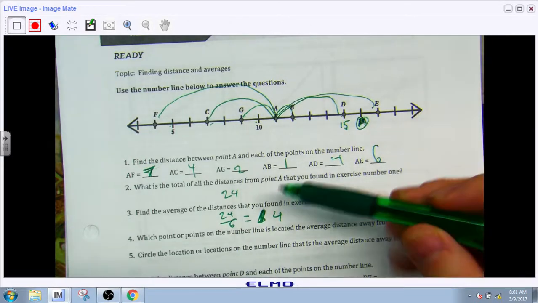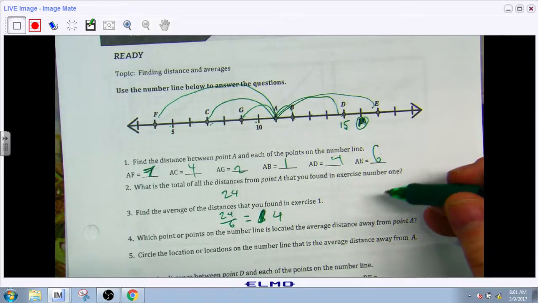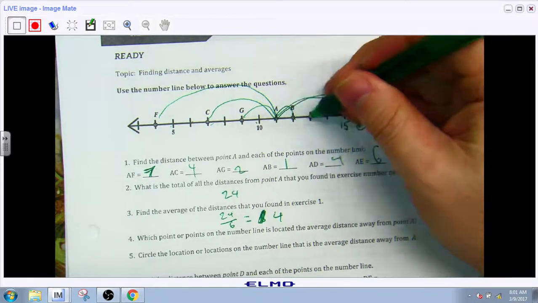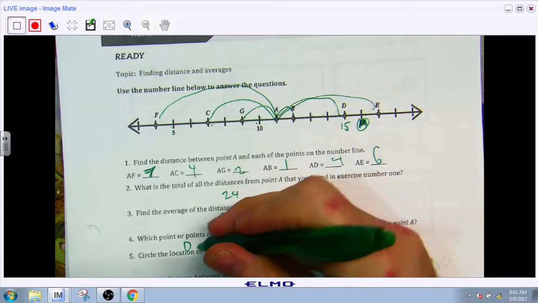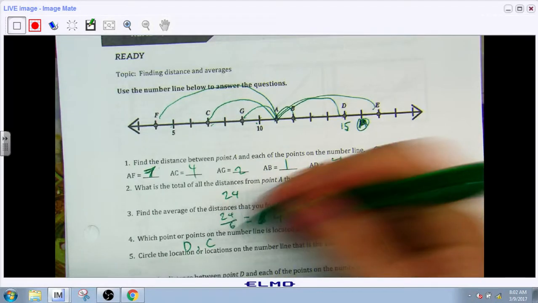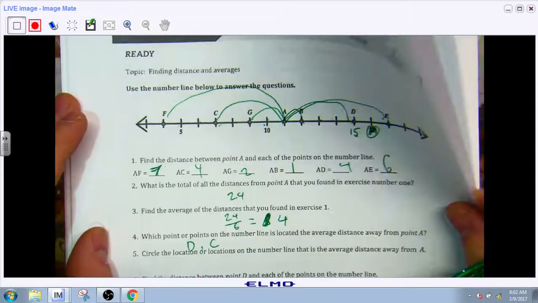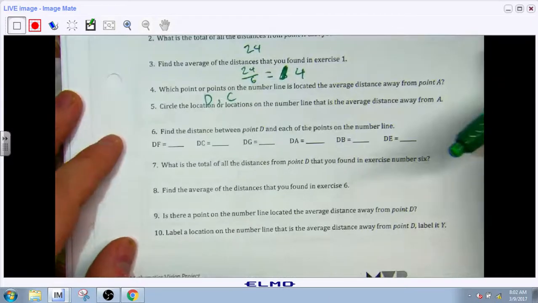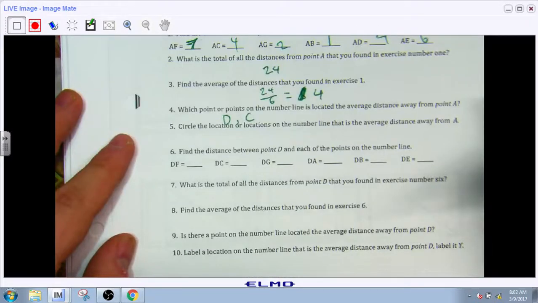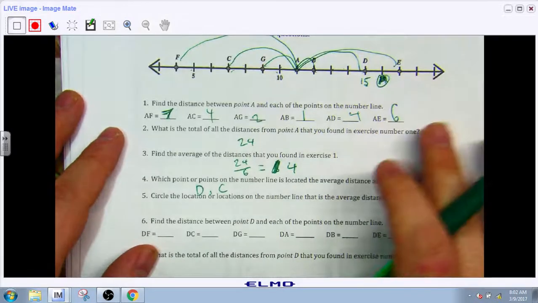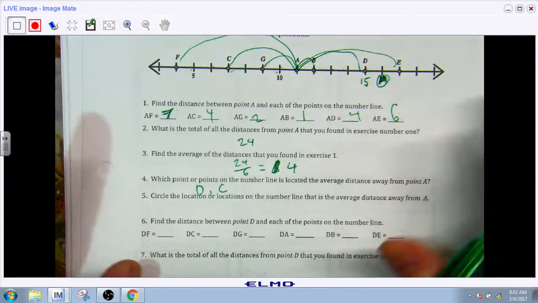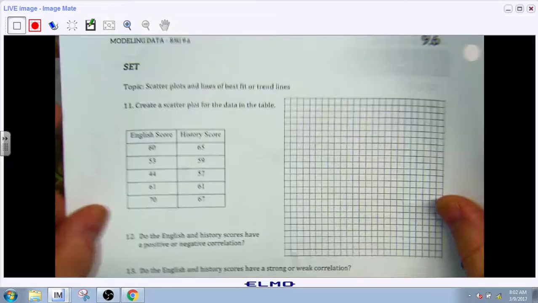Which point or points on the number line are located at the average distance? So if we go 1, 2, 3, 4, we see that D. If we go backwards 1, 2, 3, 4, we see that C is 4 away. Okay, just follow this section step by step as we begin to look at the different ways these averages matter. Okay, let's go ahead and turn the page.